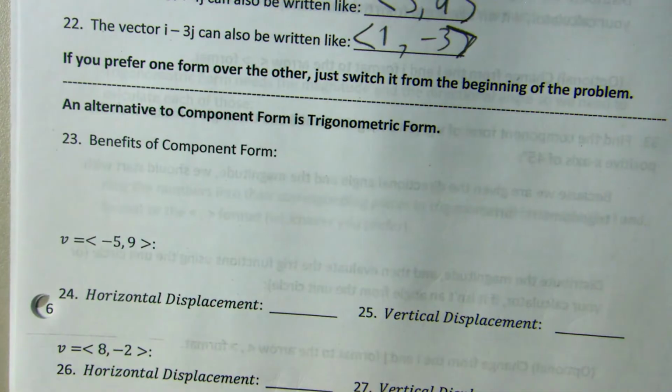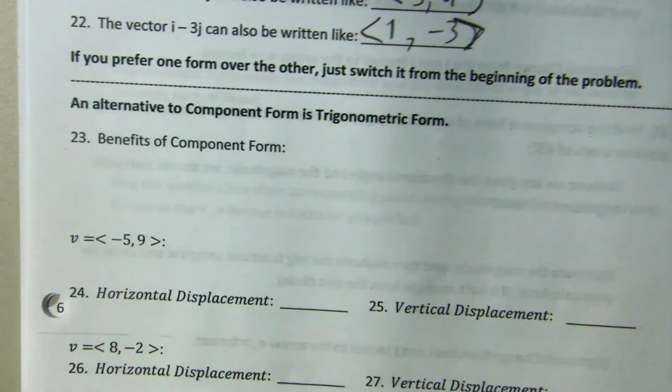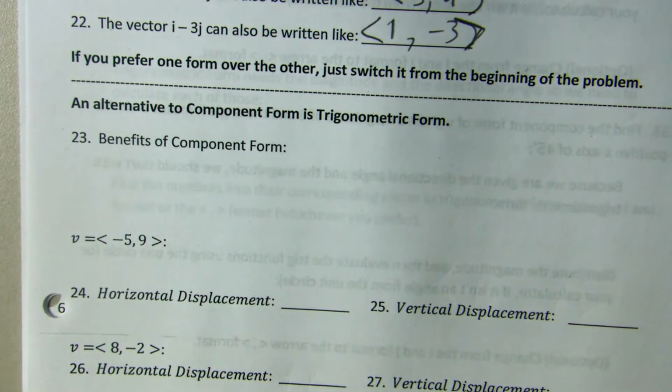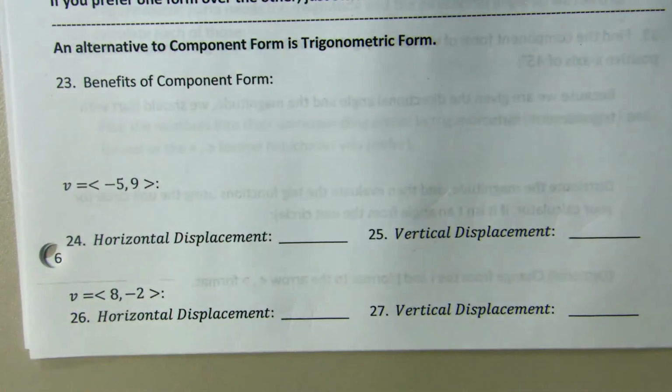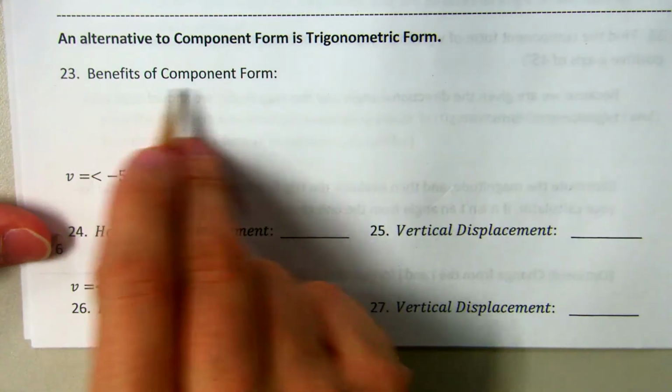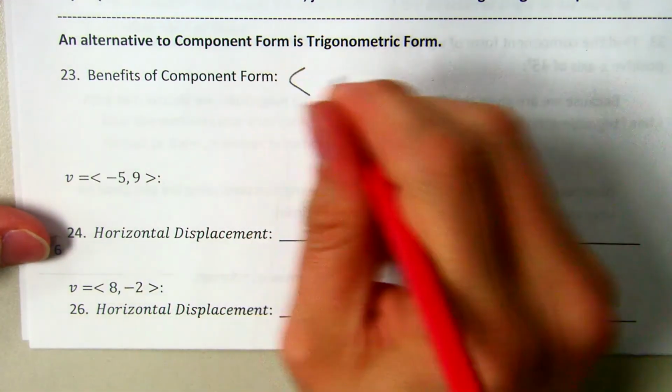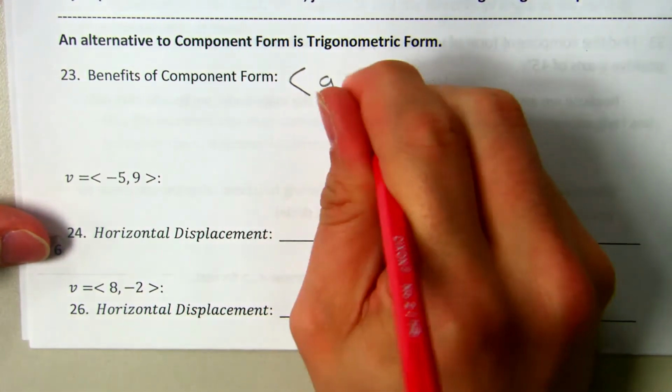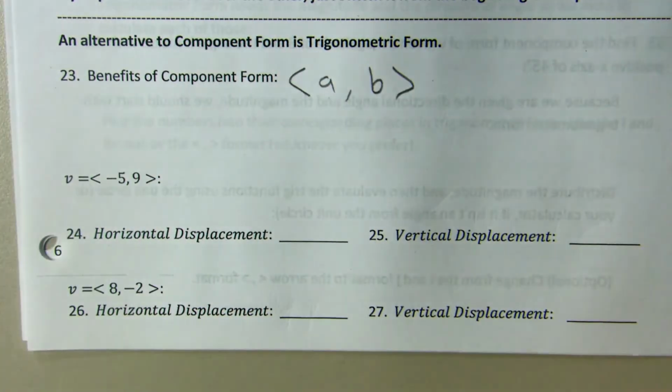Okay, so we have component form, and we have something called trigonometric form. Each one has its own benefits, and each one can solve certain types of questions easier than the other. So sometimes we prefer one over the other, and you will need to be able to switch back and forth between those. Okay, so when I have component form, let's say I have number A and number B. So just generic A, generic B.